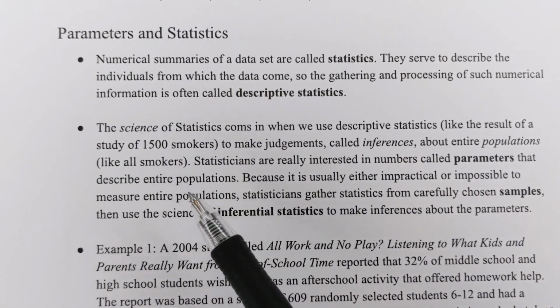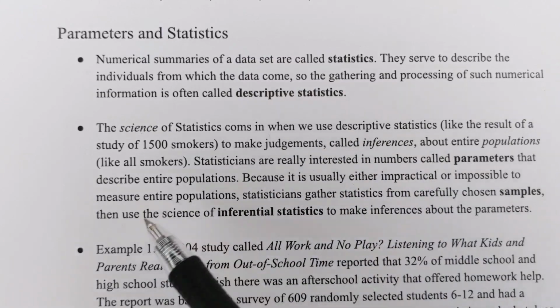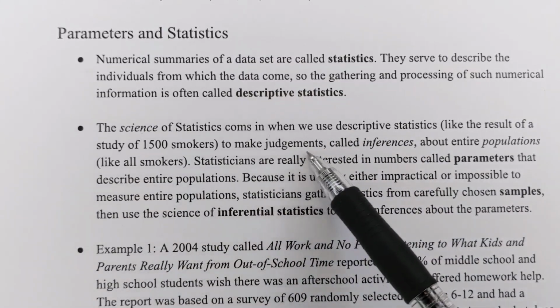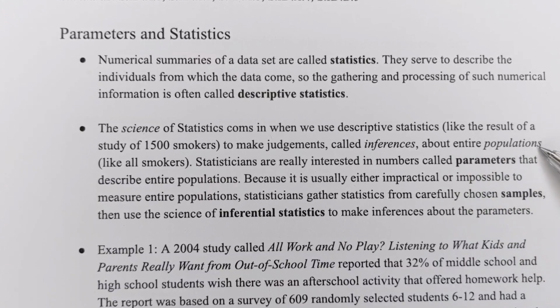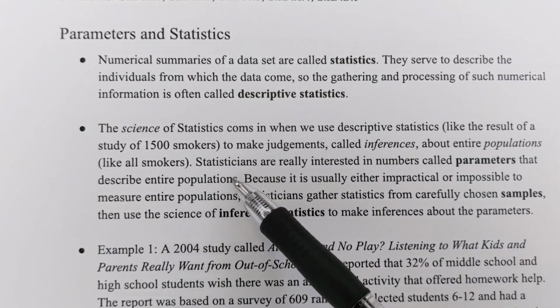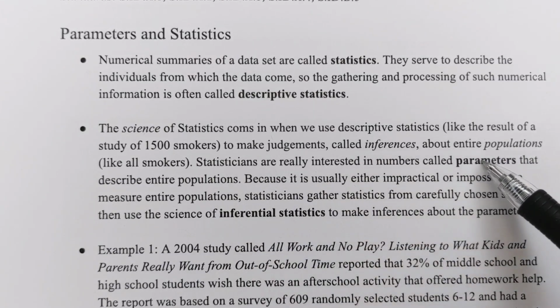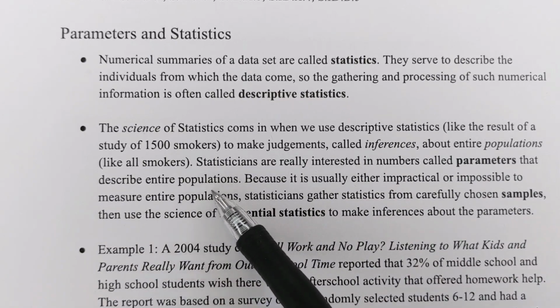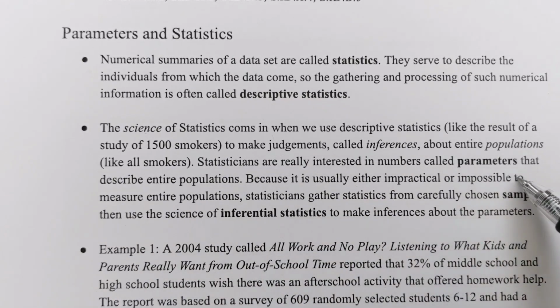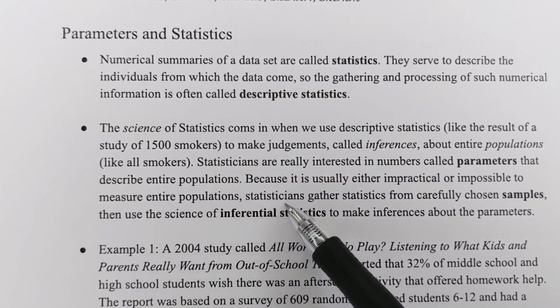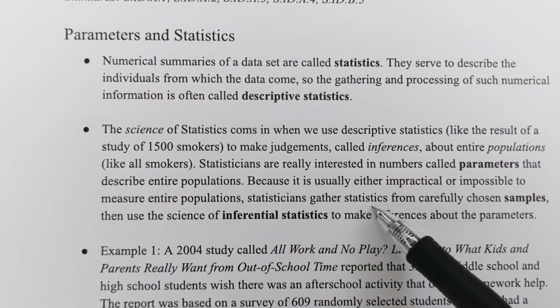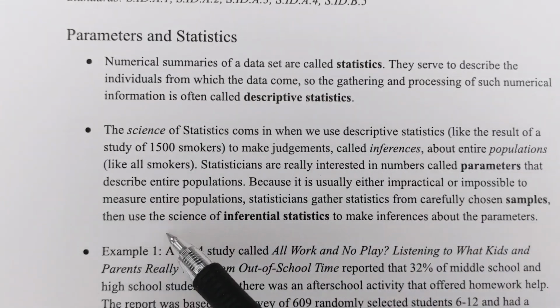The science of statistics comes in when we use descriptive statistics, like the results of a study of 1,500 smokers, to make judgments called inferences about entire populations, like all smokers. Statisticians are really interested in numbers called parameters that describe entire populations. Because it's usually impractical or impossible to measure the entire population, statisticians gather statistics from carefully chosen samples, then use the science of inferential statistics to make inferences.